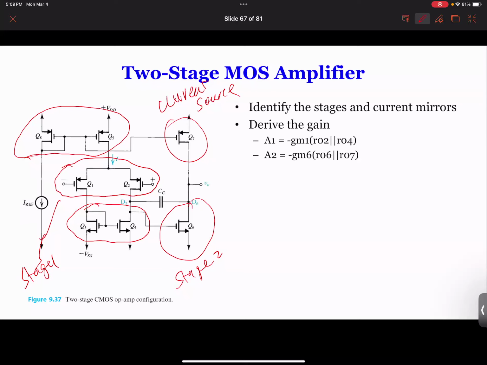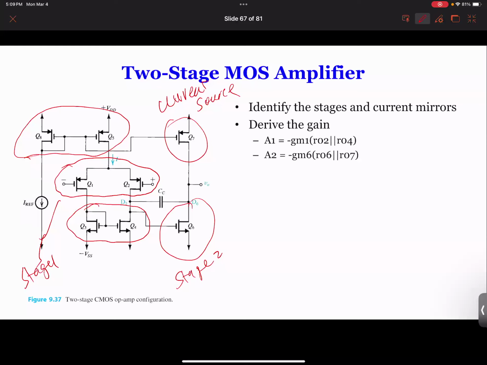So for this amplifier, what would you call? Is this a common source? Is it a common drain or the common gate? What do you see? It's a common source. Why is it a common source? Because the source is grounded. So you're taking output at the drain. And above the drain, there's a current source. So the current source is kind of the load device for this amplifier.